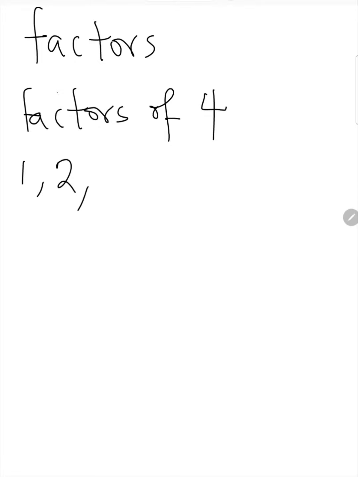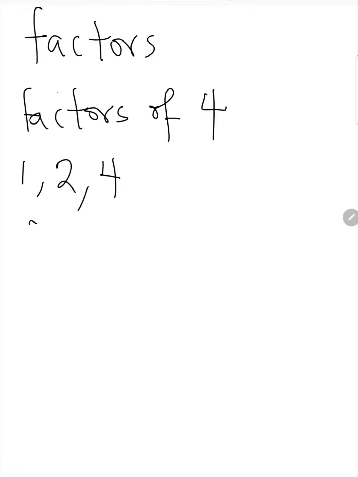Let's use 4. So 4 can go into itself 1 remainder what? 0. So it means 4 is also a factor of 4. So the factors of 4 are 1, 2, 4.